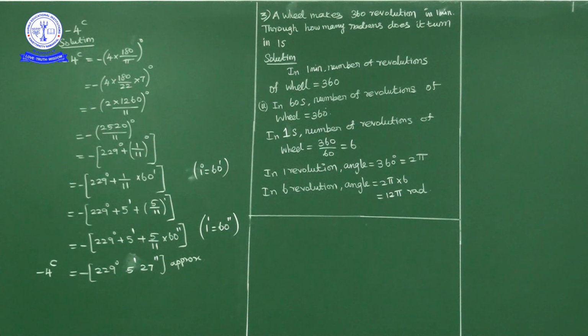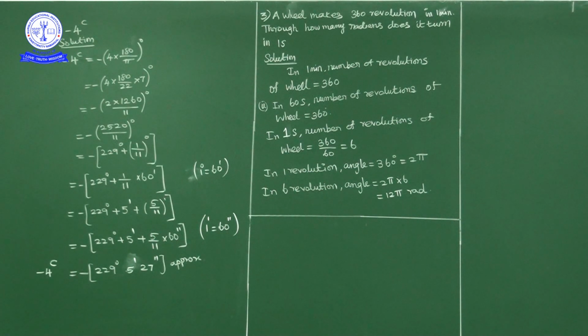So 1 revolution is equal to how much? 1 complete rotation is 2 pi radians, no? As 1 revolution is equal to 2 pi radians, 6 revolutions in total is 6 into 2 pi, 12 pi radians. So through how many radians does it turn in 1 second? In 1 second it will turn 12 pi radians. That is the answer.